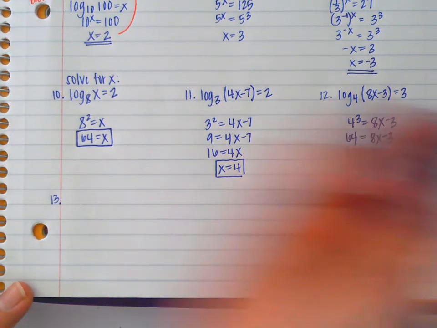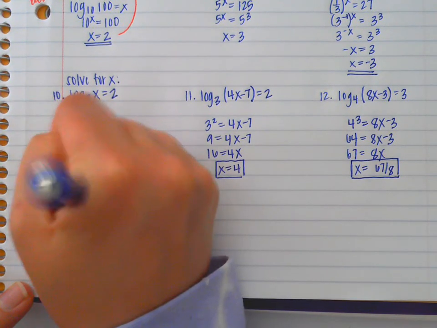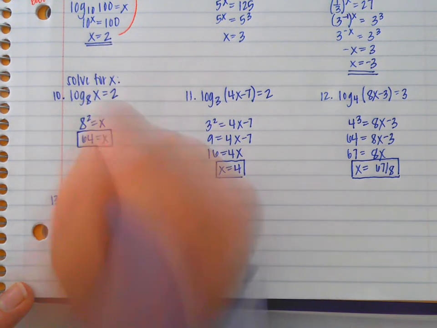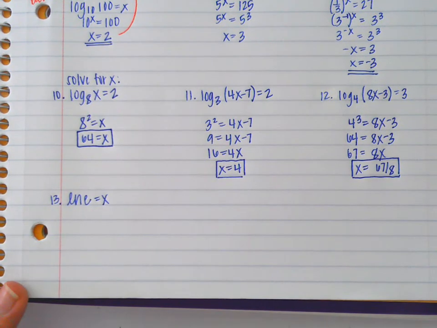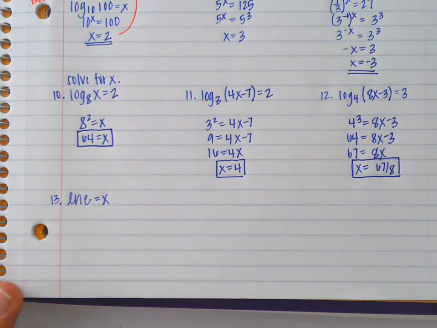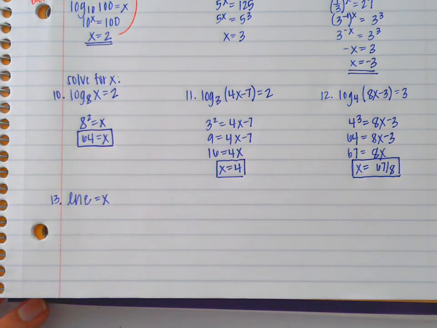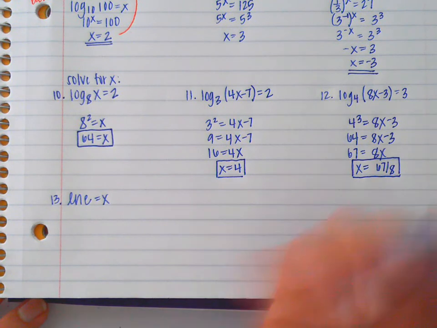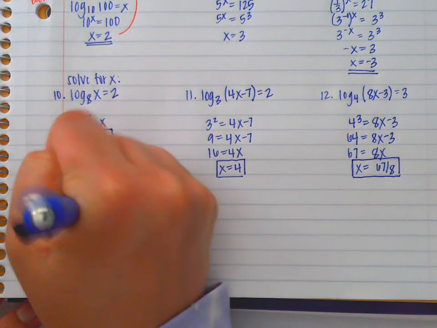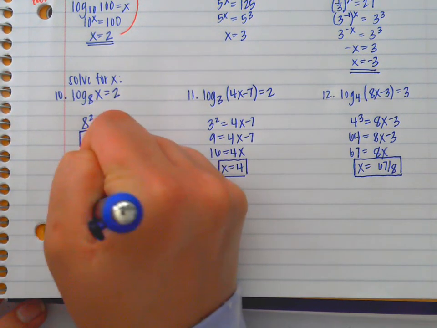So if I gave you ln of e is equal to x. Now remember, ln is our natural logarithm. So the first thing, just like with a common base or with a common logarithm, I rewrite it with the base of 10 to help me. You can rewrite this one as log base e to help you as well. So log base e of e equals x.